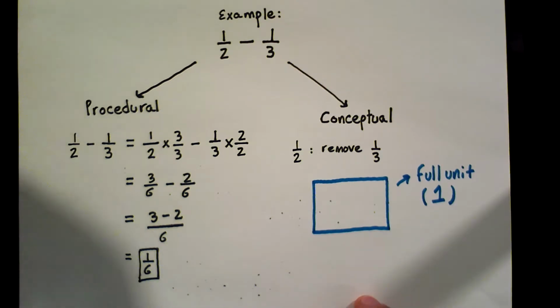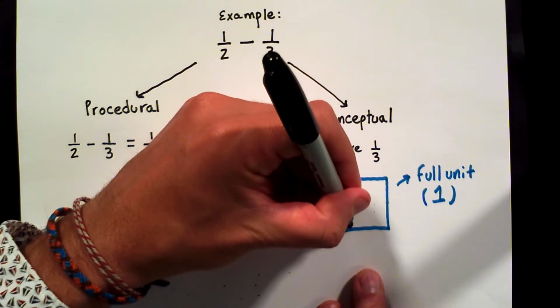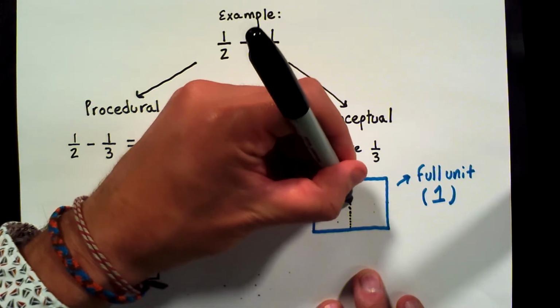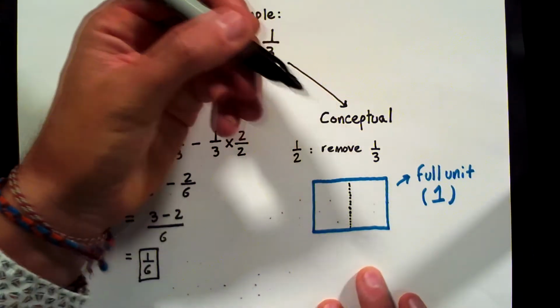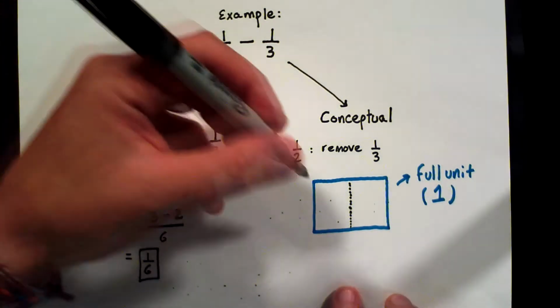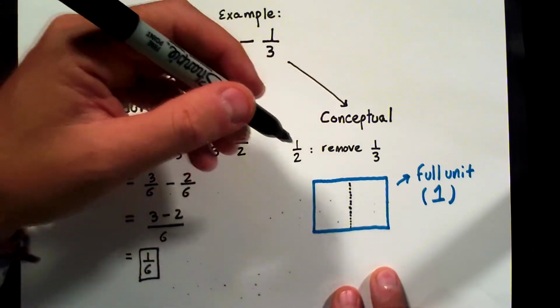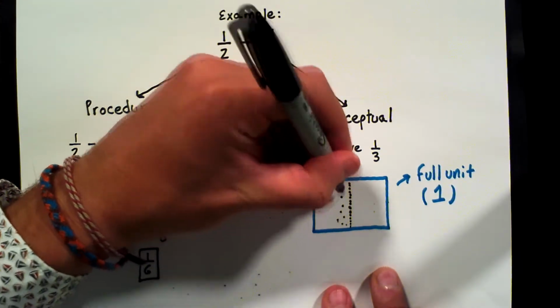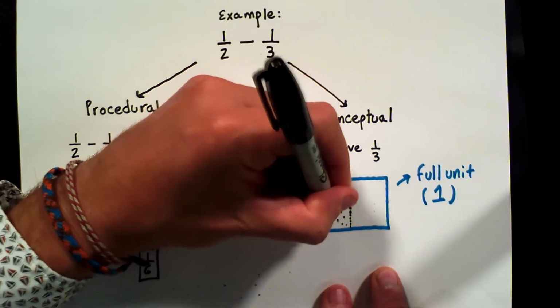I want to start with 1/2. So I'm going to break this into 2 pieces of equal size. And there's conceptual understanding. These are actions that have some meaning. I have to know what fractions mean and what they represent to be able to understand this problem. So that's 1/2. So here is 1/2. This is what I start with.